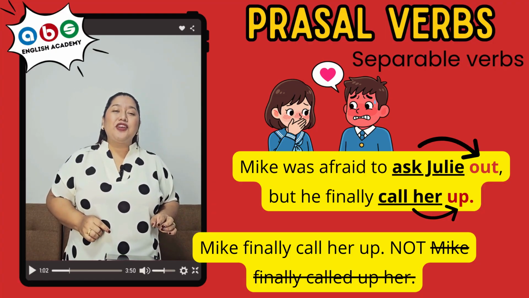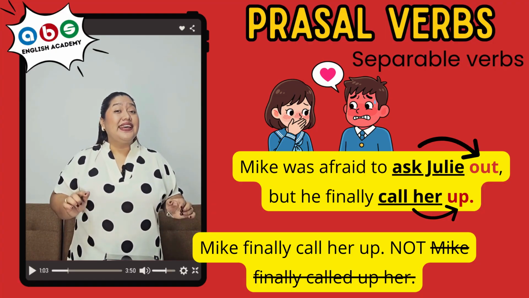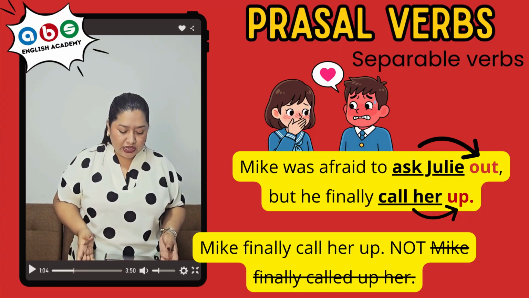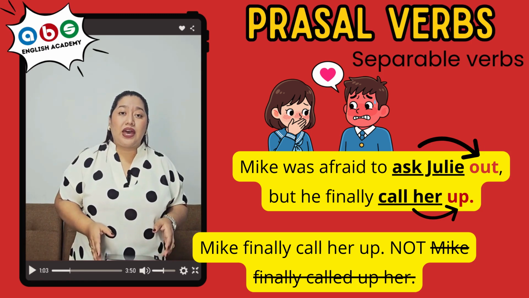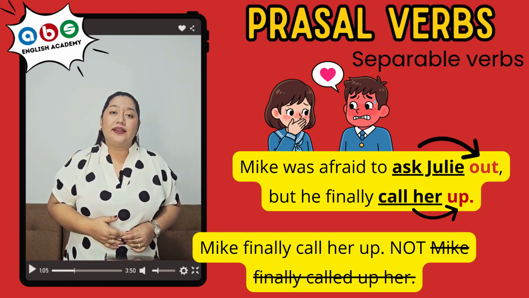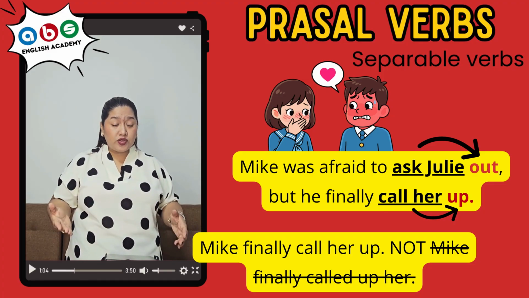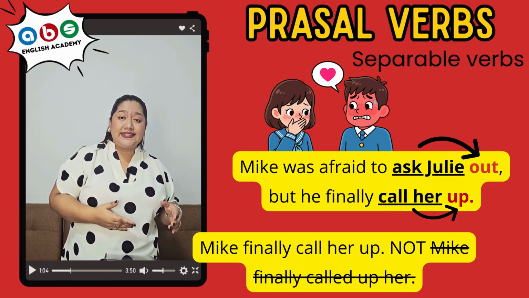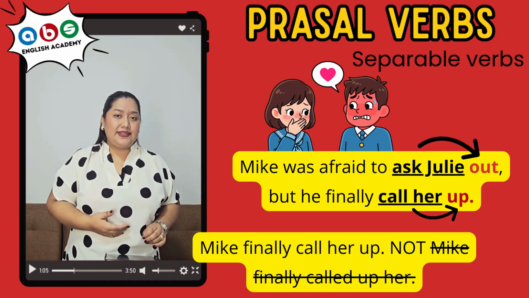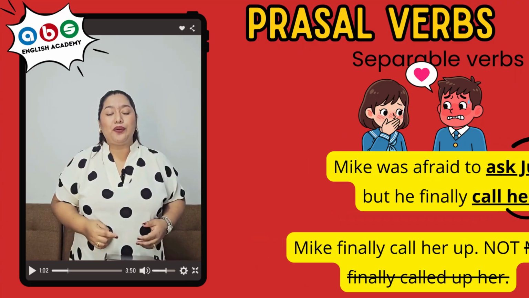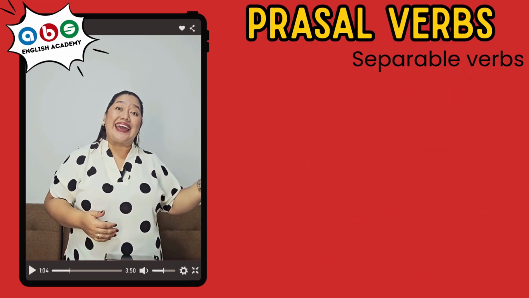So can you see, we use Julie and then we use the object pronoun her in the middle. Of course, it's okay if you change the sentence, saying, Mike was afraid to ask out Julie, but he finally called her up. When you have a direct object that is not an object pronoun, you can place it in between or after the phrasal verb. But if you use an object pronoun, you must place it in between. For example, call her up.